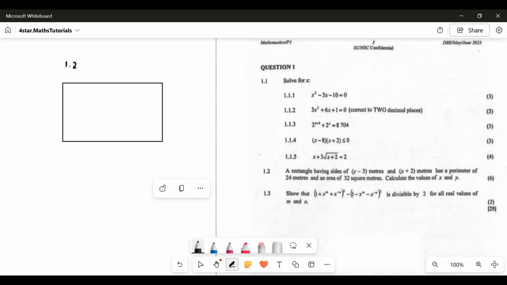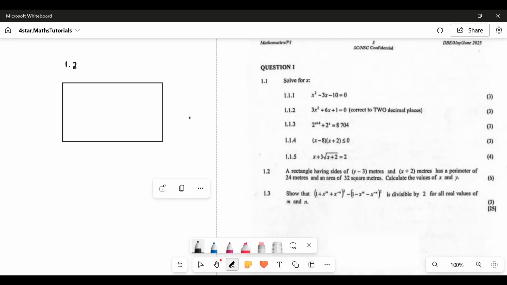A rectangle having sides of y minus 3 meters and x plus 2 meters has a perimeter of 24 meters and an area of 32 square meters. Calculate the values of x and y.